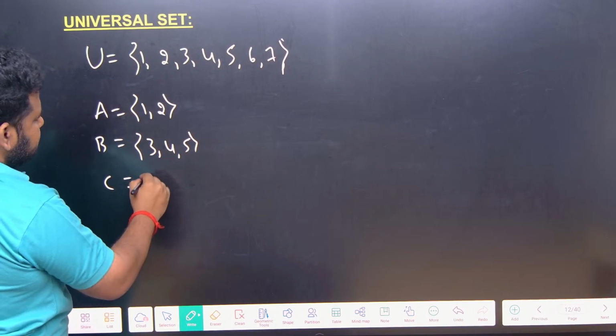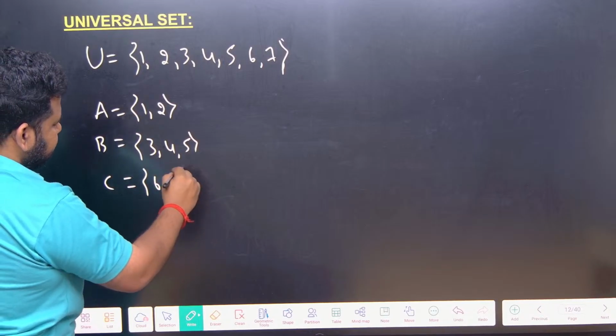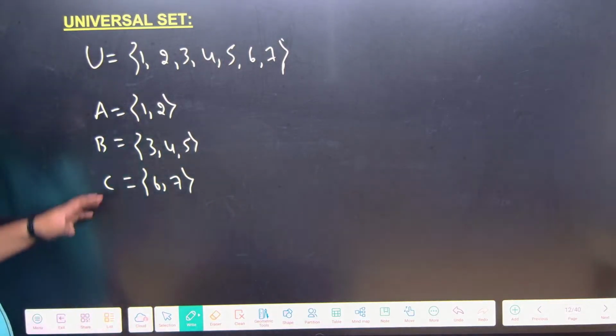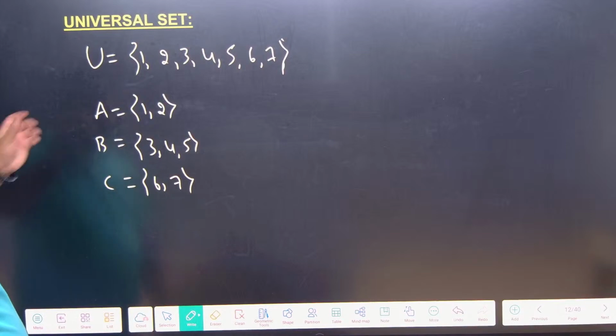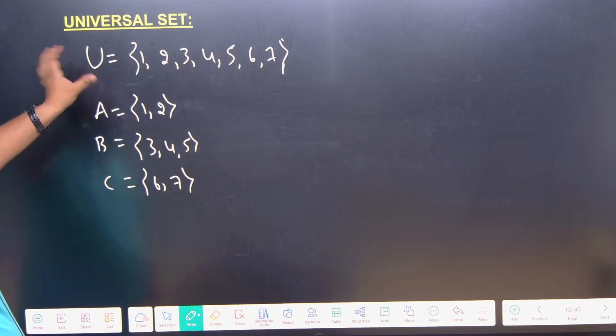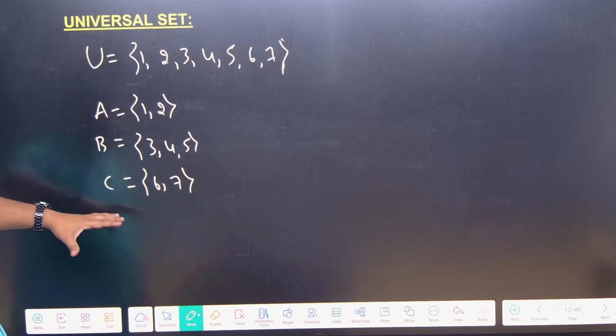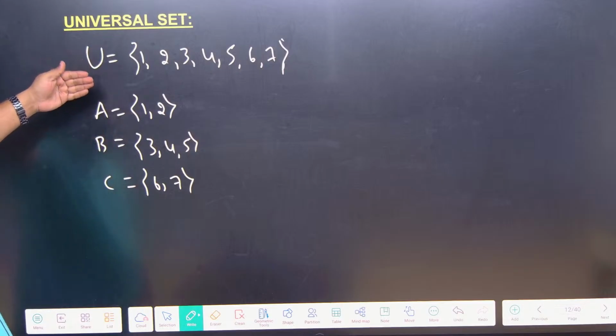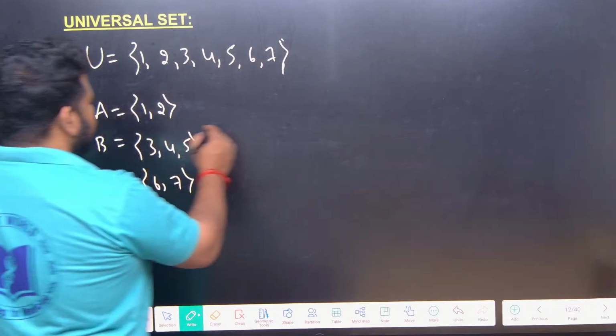Set C, I will write it as 6, 7. Okay, so like this I have written. Now if you talk about this universal set, it is like an elder brother to all of this. So what can I say?